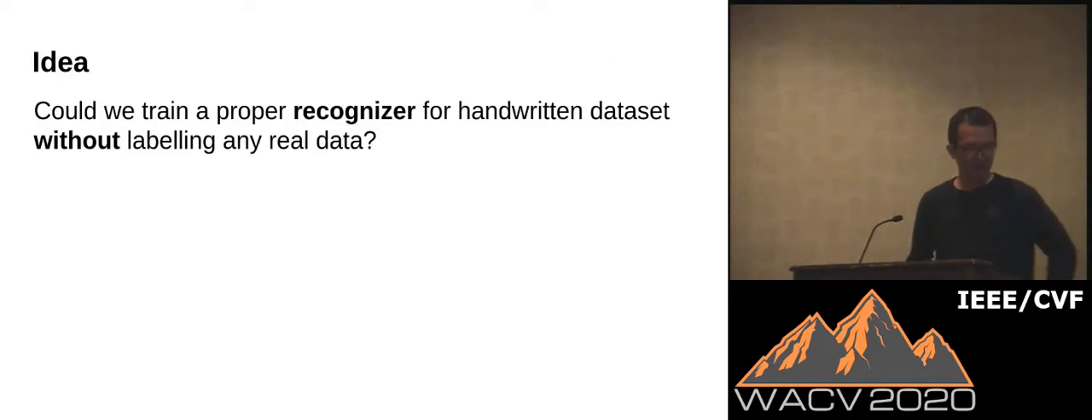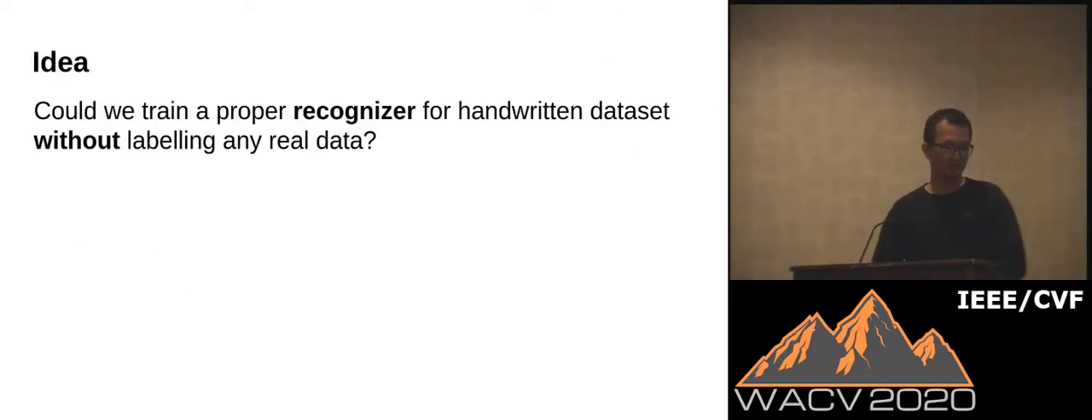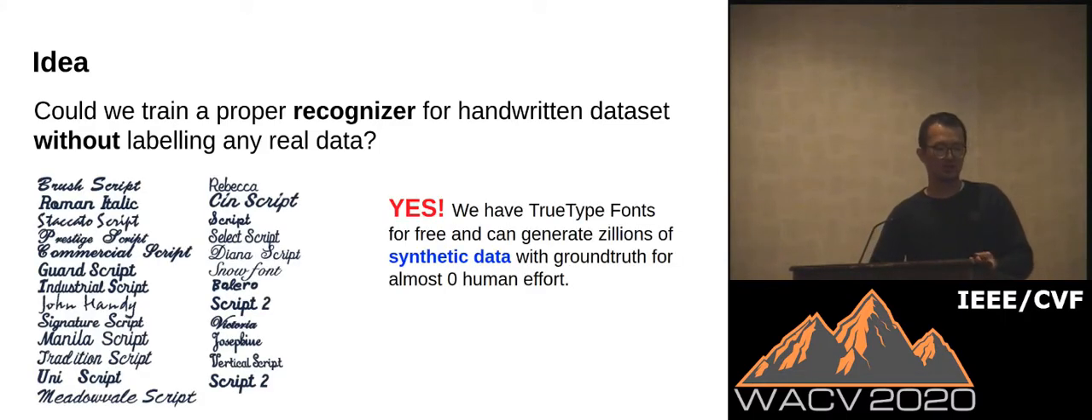As a supervised training process, what do we do to train a recognizer for a handwriting dataset? We would take the dataset, split it into training and test sets, label the training images, and feed them into the model to train. But could we get a proper recognizer without labeling any real data?